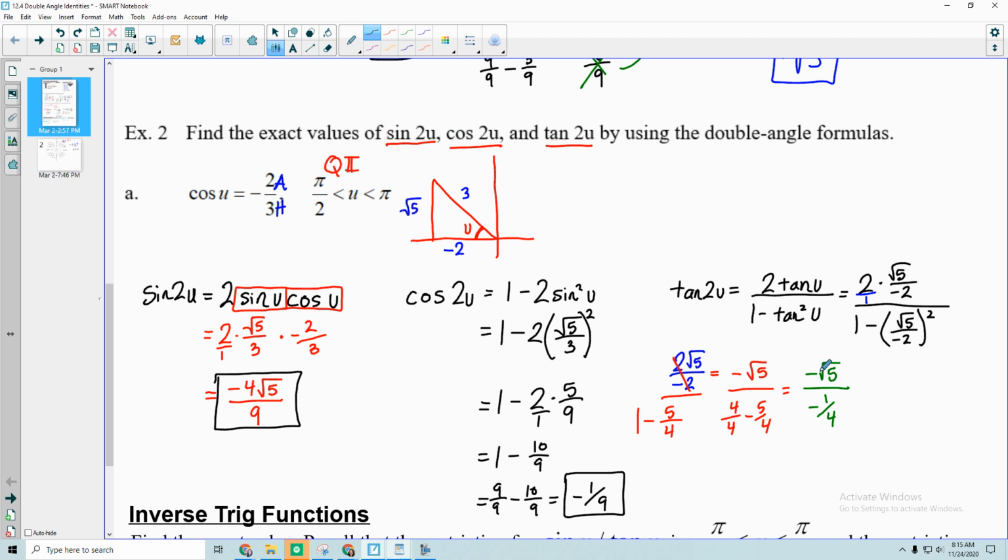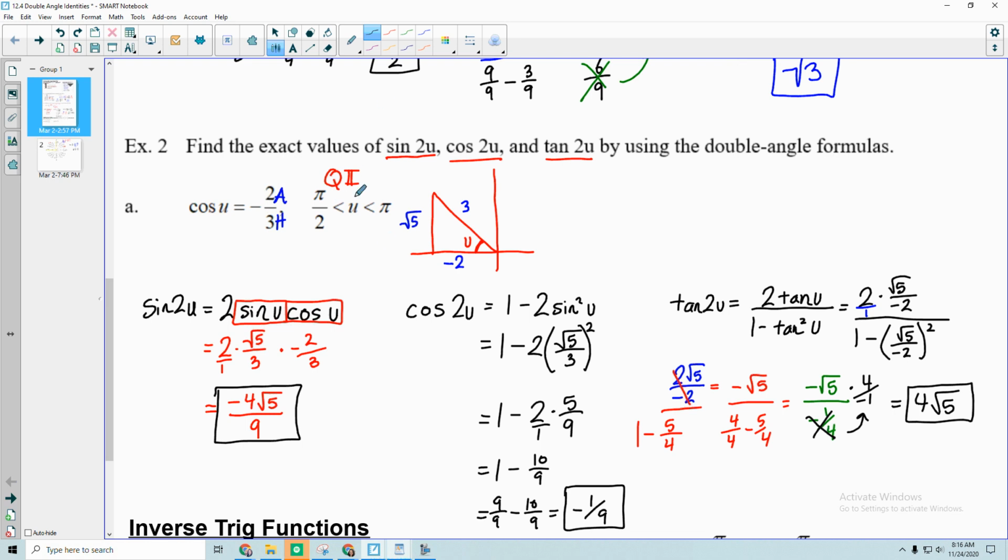All right, everything is completely simplified, and I can go ahead and multiply by the reciprocal. So if I take this, flip it upside down, I'm multiplying this by 4 over negative 1. Well, I know a negative and a negative make a positive, and then this would just be 4 square roots of 5. So that 4 and the 5, they're both in the numerator, they would multiply, and a negative and a negative would make a positive. So that's how you would find the exact values for sine, cosine, and tangent using double angles for this problem.